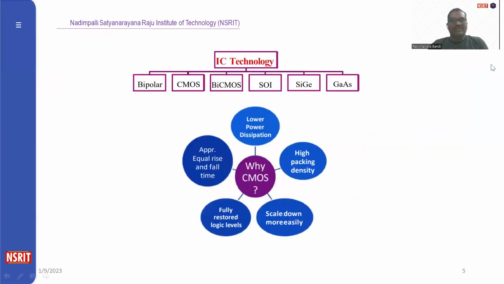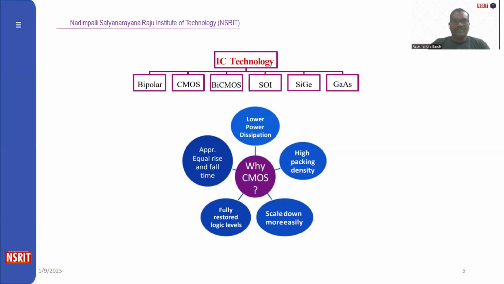Now, IC technology. IC technology is broadly classified into different technologies: bipolar, CMOS, BiCMOS, SOI meaning silicon on insulator, silicon germanium, and gallium arsenide. These are the different types of technologies available for designing an IC. But out of all these technologies, CMOS technology is the preferred technology.